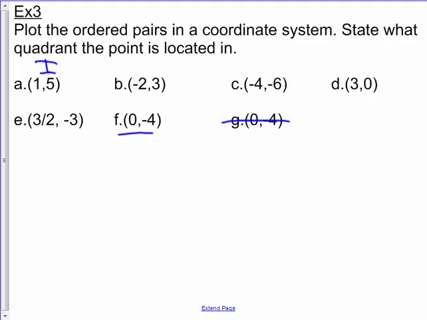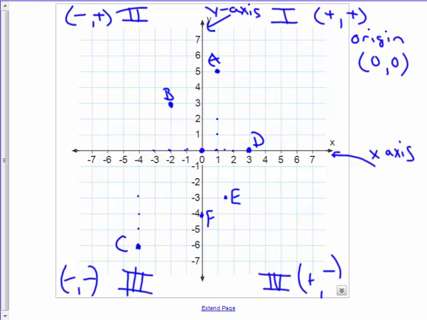So I'm looking at the quadrants now. Which quadrant is A in? So 1, 5, 1 to the right, 5 up. That's in the first quadrant. B, the second quadrant. C is in the third quadrant. D, now it's not really in a quadrant, so we're going to say where it is located. It's located on the x-axis. So if it says state the quadrant and it's located on an axis, state that. E is in the fourth quadrant, and F is on the y-axis. So that's what the graph should look like there, plotting those points here.